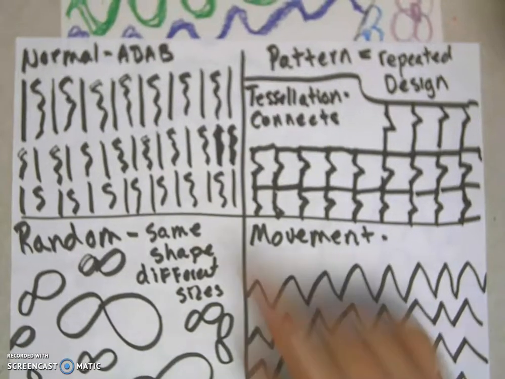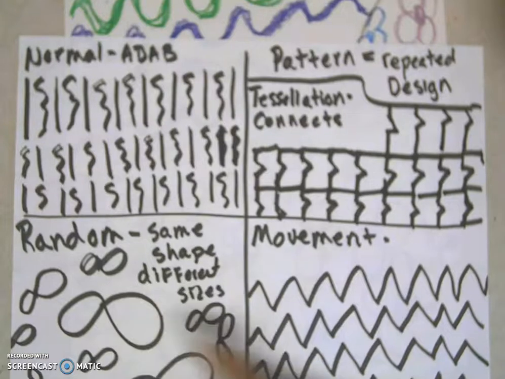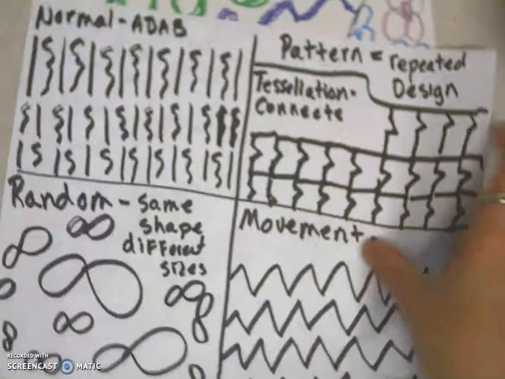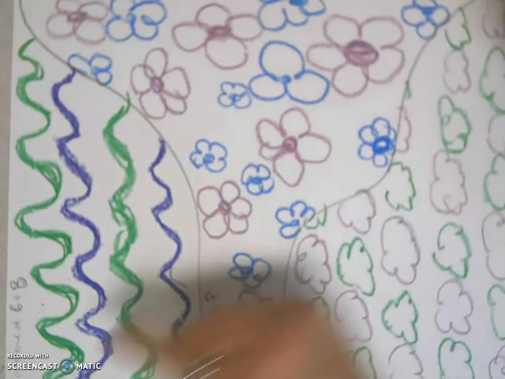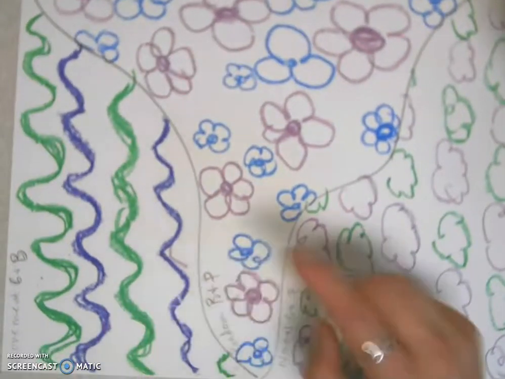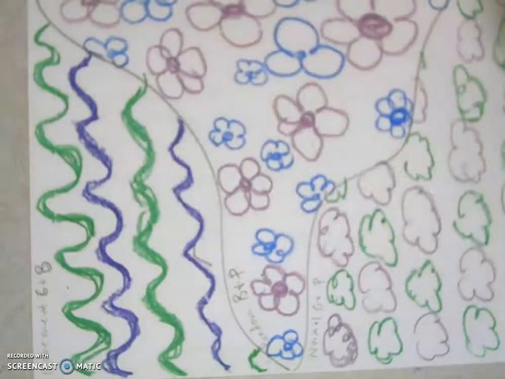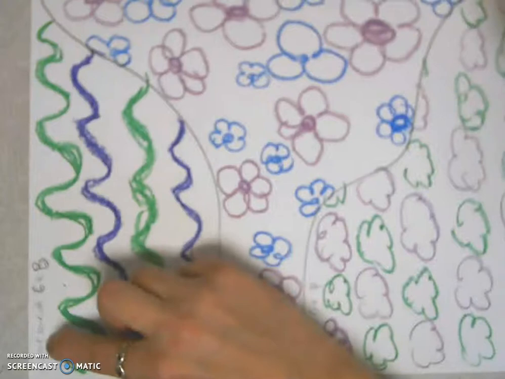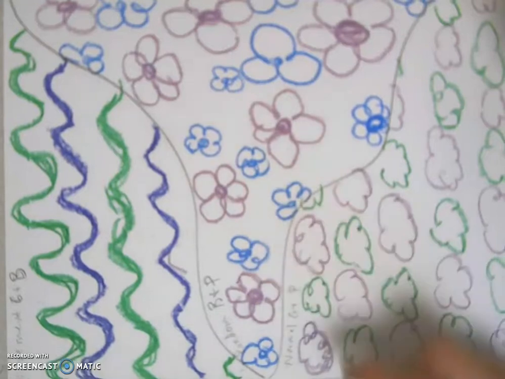All right, so we have our 4 patterns: normal, tessellation, random, and movement. And your goal was to take your paper and divide it into 3 sections by 2 lines, and then you're going to use 3 of the 4 patterns, and then 2 cool colors, and you can only use the cool colors twice. So I have my movement pattern with green and blue, I have my random pattern with blue and purple, and I have my normal pattern with purple and green.